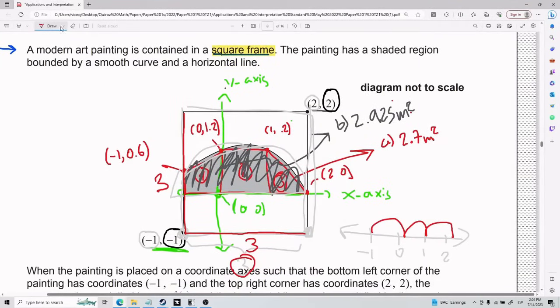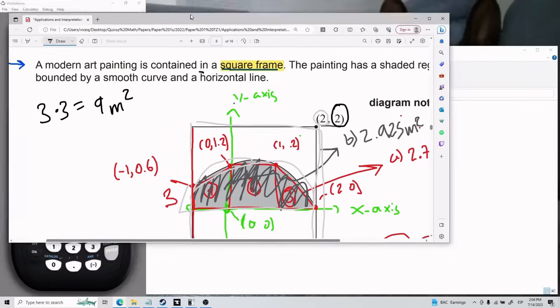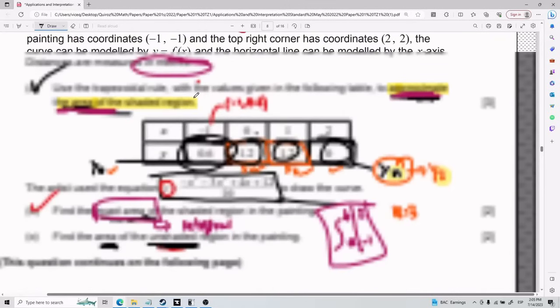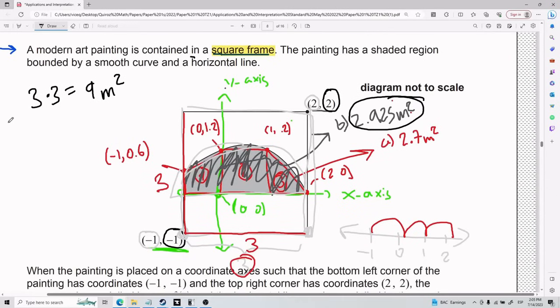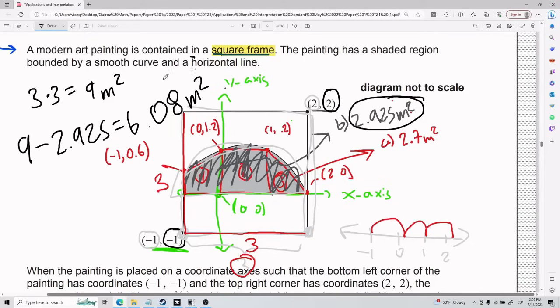Yeah, so the area of the whole thing, right? Area of the whole thing is 3 times 3, which is 9. So area of the whole thing is 9 meters. All right, cool. The exact area we found was 2.925. So if I do 9 minus 2.925, it's going to give me the area of the unshaded region, which will be 6.08 meters squared. And if you want to put the exact value, it's going to give you 6.075.